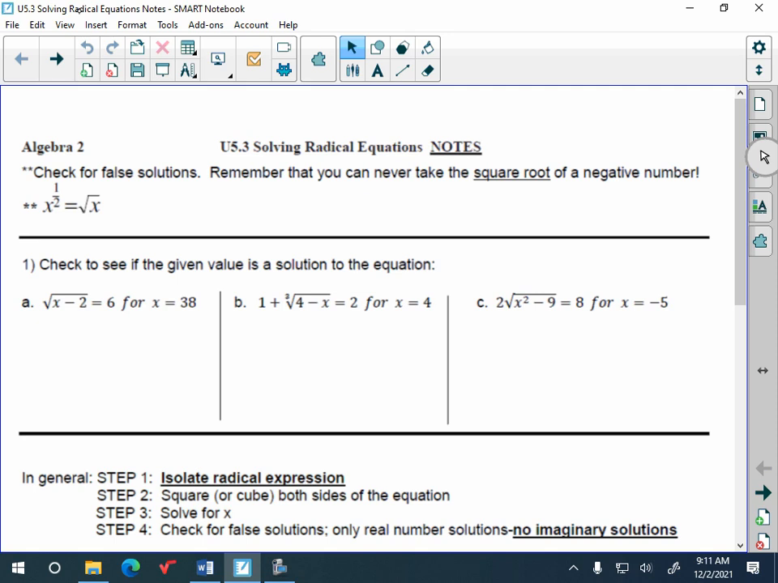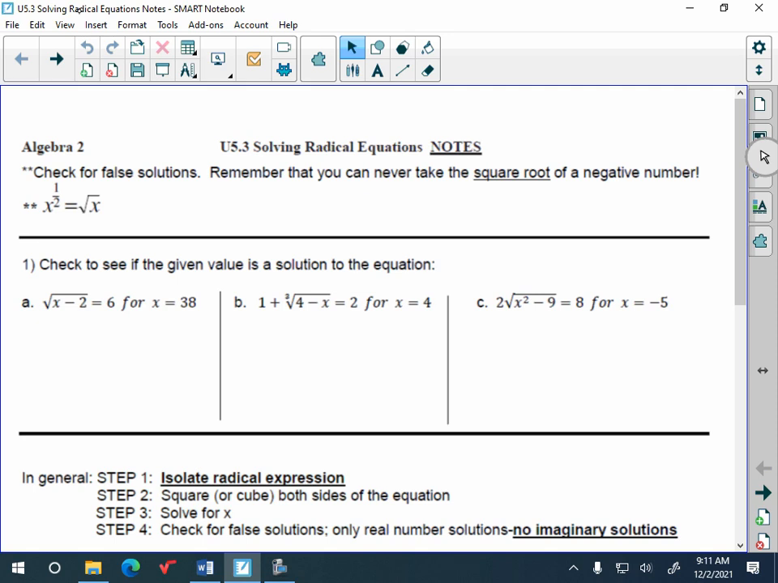So with rationals, we looked at the excluded values, what made the denominator 0 once we solved it. With radicals, we're checking to make sure that the left side and the right side are equal, that the solution that we get actually works. We can't take the square root of negative numbers, so there's no imaginary solutions in these.